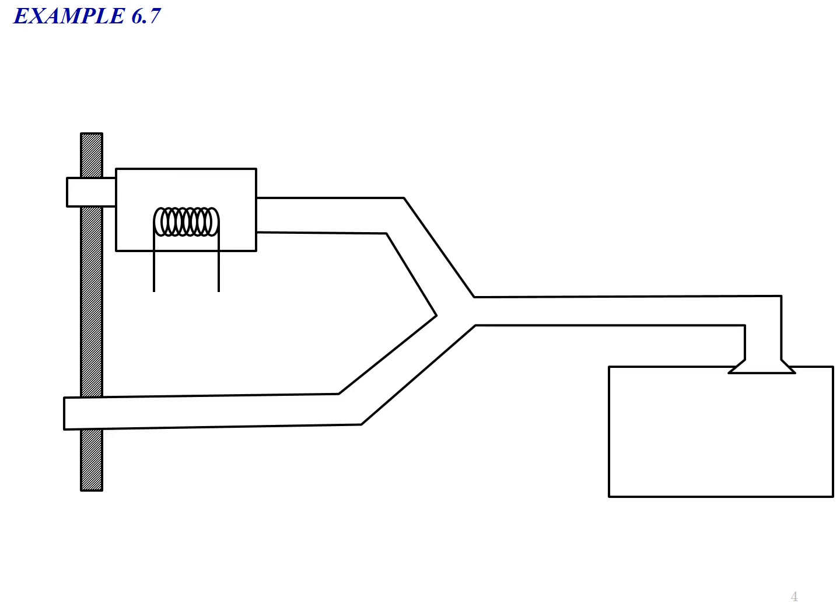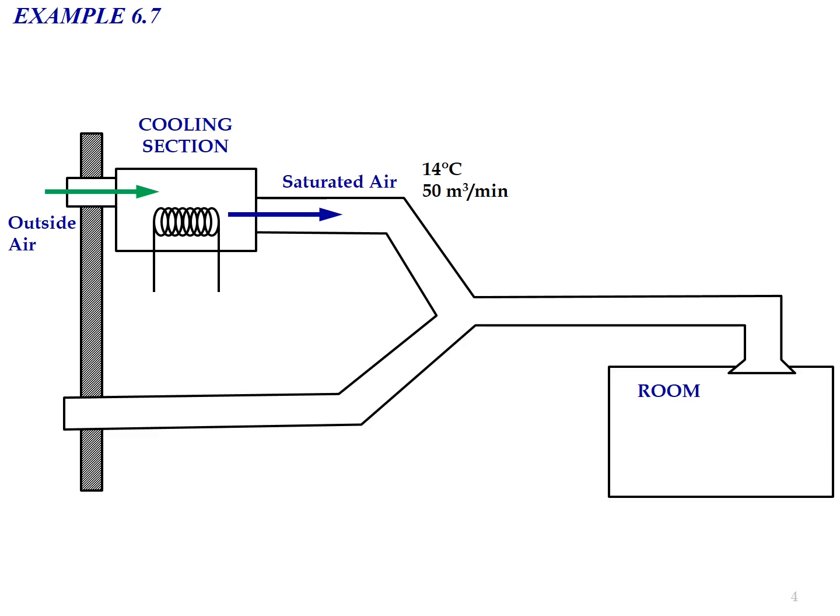Okay, now the solution for example 6.7. First we draw this simplified schematic diagram in order to understand the problem and state whatever data is given in the question. So we have a cooling section, we have a room. At the outlet of the cooling section we will have saturated air, where the temperature is 14 degrees Celsius and the volume flow rate is 50 meter cubed per minute. Saturated air means the relative humidity equals 100%.